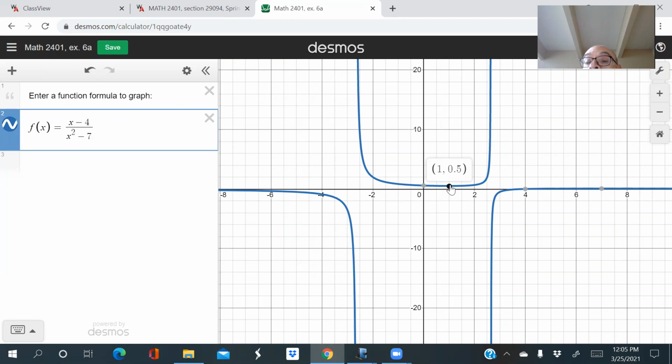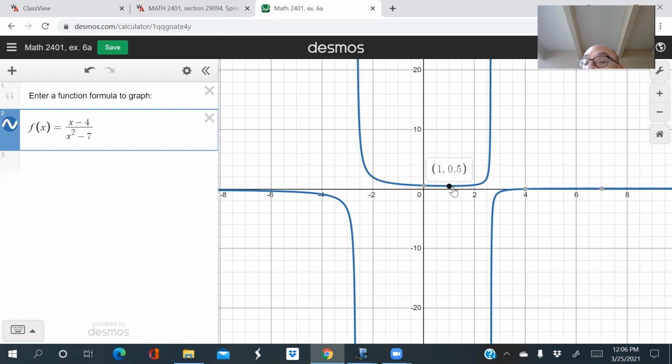So that is a turning point for this function. It switches from decreasing to increasing. It's very subtle, but it does. It switches from decreasing to increasing right here at x equals 1.